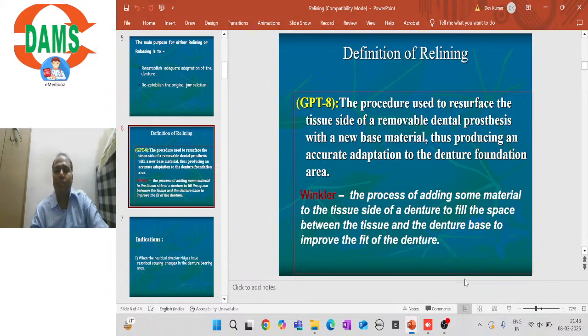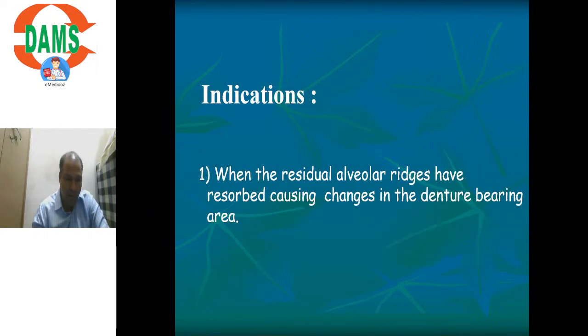बिल्कुल सही है. तो बेसिकली according to Winkler, it is the process of adding some material to the tissue side of the denture to fill the space between the tissues, to improve the fit of the denture. Okay, got it? Indications, बेटा देखो एक चीज याद रखना कि minor to moderate resorption you can do relining, but severe resorption becomes the contraindication for relining.